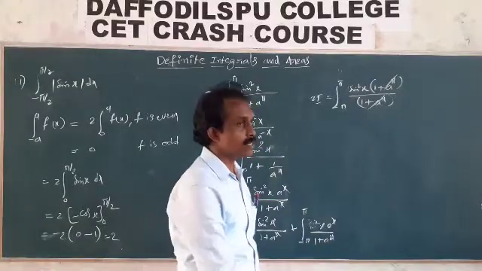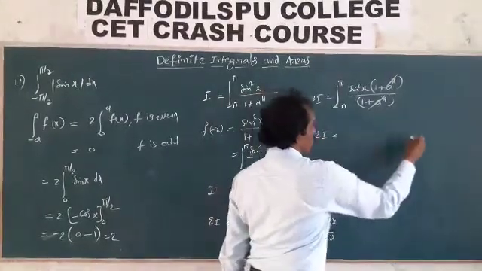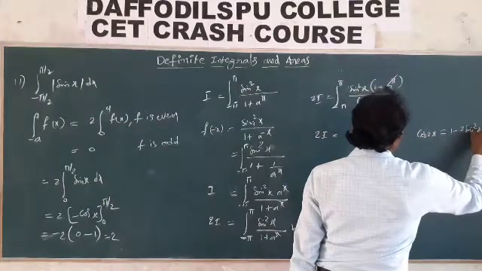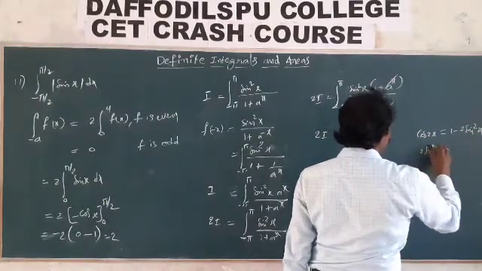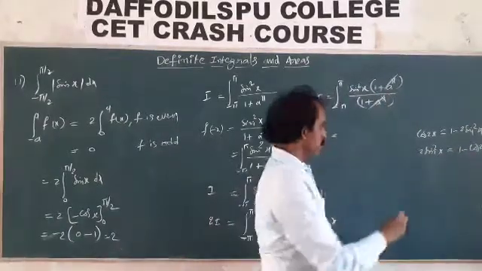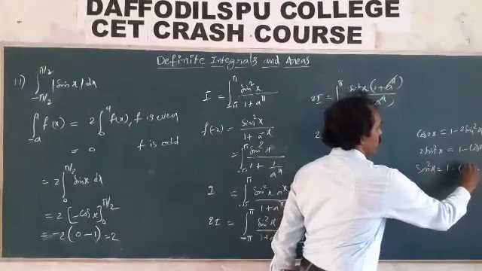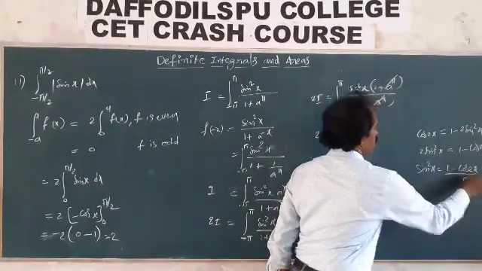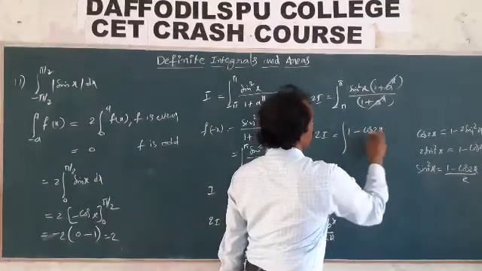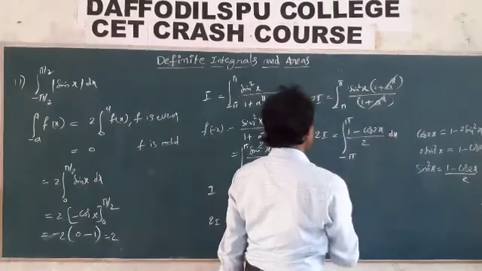There is no direct integration of sin square x, so how can we convert it? The cosine double-angle formula is cos 2x equal to 1 minus 2 sin square x. So 2 sin square x is equal to 1 minus cos 2x, and sin square x is equal to 1 minus cos 2x by 2. So use that one: 1 minus cos 2x by 2, minus pi to pi dx.